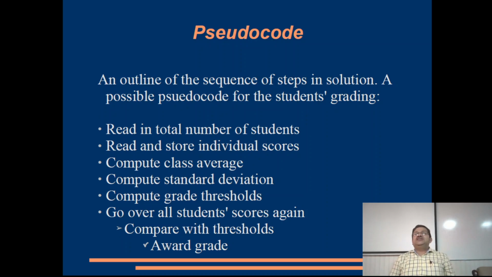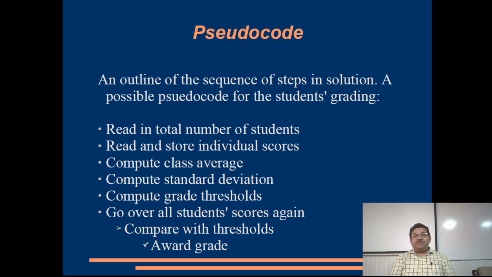Right? So this is a typical example of the sequence of steps in a solution. Pseudocode for calculation of a student's grade in a course. So what are the basic inputs? The total number of students enrolled in this course. Then read and store individual scores. Then you need to compute the average of those scores. So you add them up and then divide by the total number of students. That gives you the average.